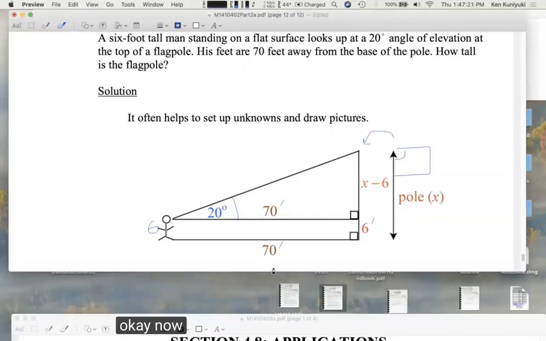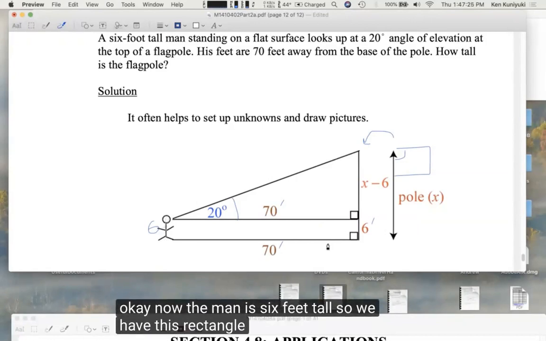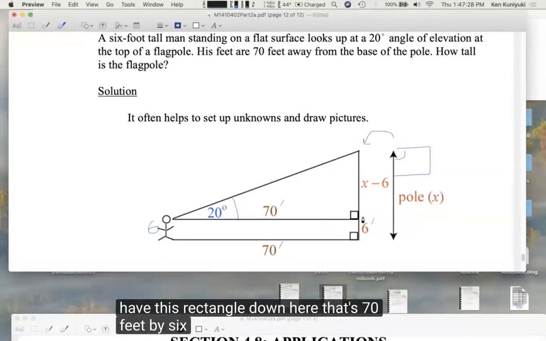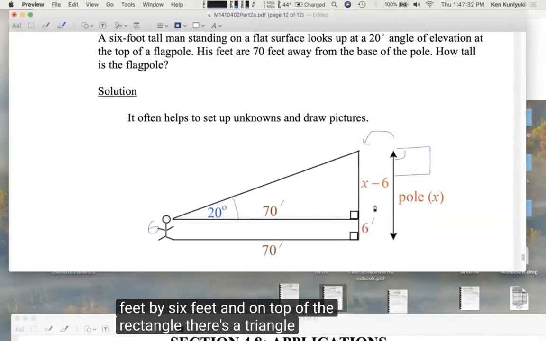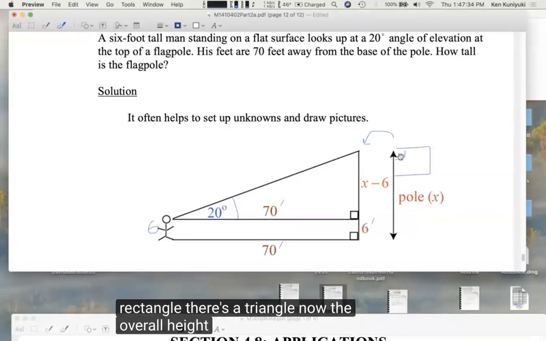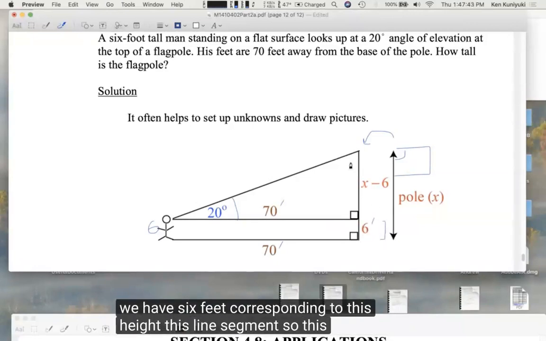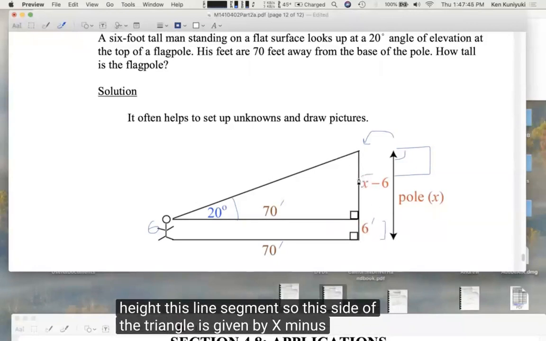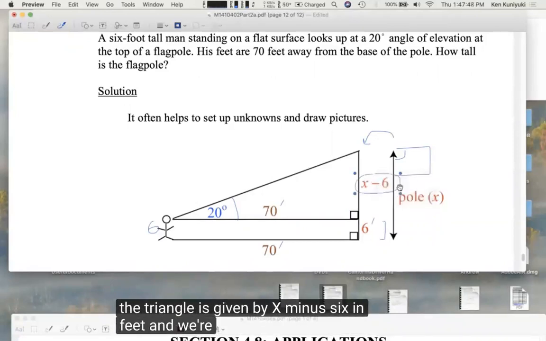Okay, now, the man is 6 feet tall. So we have this rectangle down here that's 70 feet by 6 feet. And on top of the rectangle, there's a triangle. Now, the overall height of the pole is x in feet. We have 6 feet corresponding to this height, this line segment. So this side of the triangle is given by x minus 6 in feet. And we're going to use that as part of SOHCAHTOA. x minus 6 is the length of this leg for the right triangle.